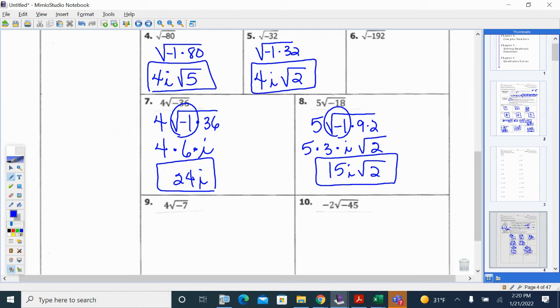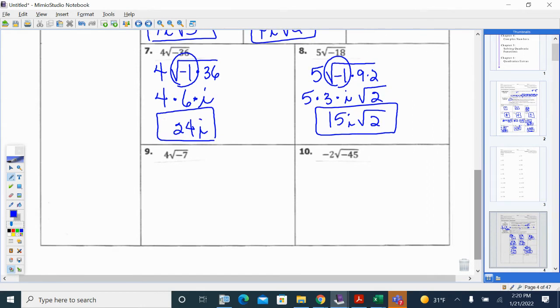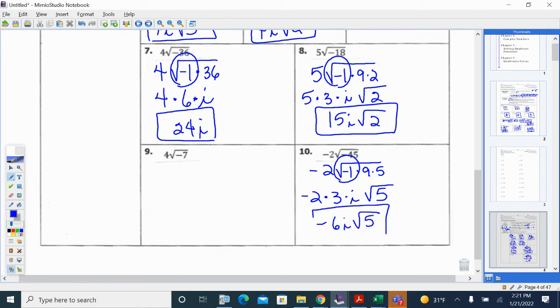And I want to show you number 10 really fast. -2 times the square root. Again, we're going to break that into -1. 45 is 9 times 5. Square root of 9 is 3. So I have -2 times 3. The square root of -1 is i. And then your leftover stays under the radical, the 5. So -6i radical 5 on that one. Let's keep going.